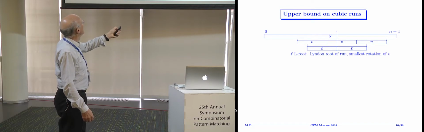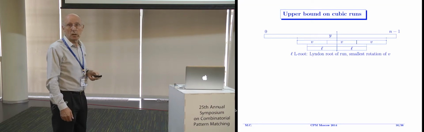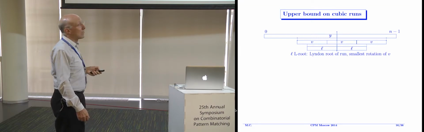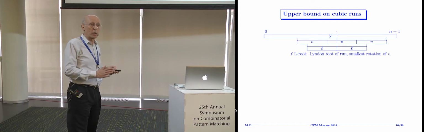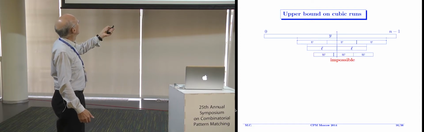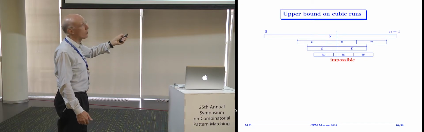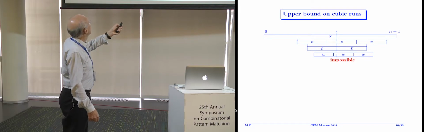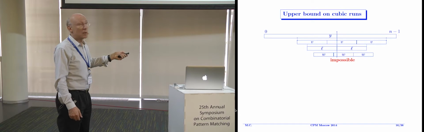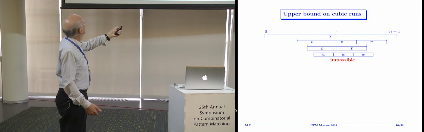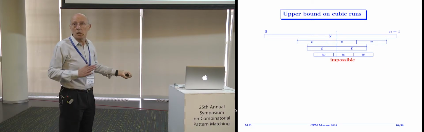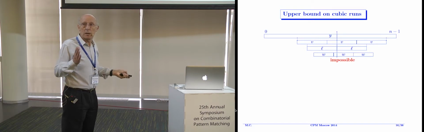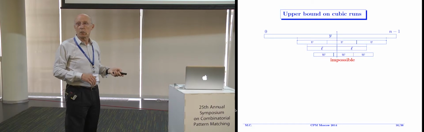For the run, I would like to consider this position here, marked by the dashed bar. And I would like to show that this position is unique. It cannot be shared with any other cubic run. If I have another run, WWW, of shorter root length, sharing this same position, then I have an immediate contradiction, because I will have a suffix of L of length W that is also a prefix of L of length W. So this position is not shared by any other cubic run.